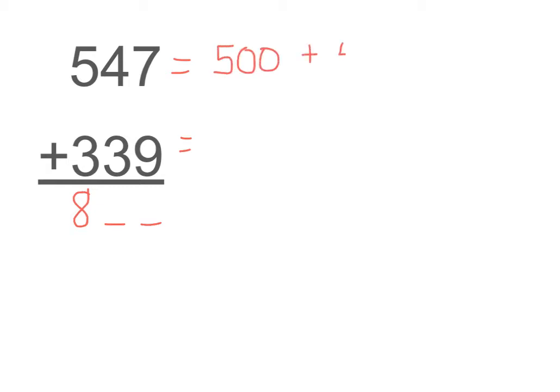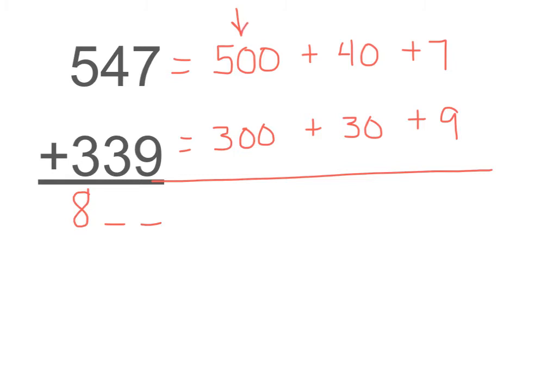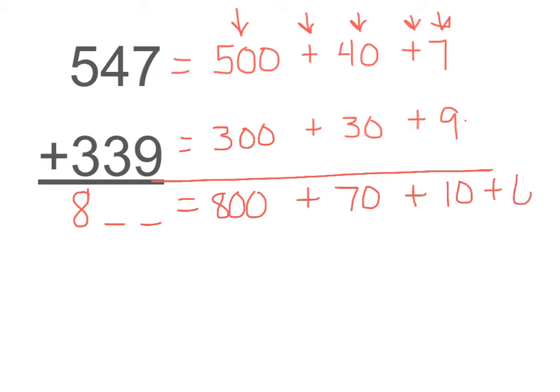500 plus 40 plus 7, 300 plus 30 plus 9. Again, make sure you're writing your columns neatly. You're leaving space around your numbers, your plus signs, so they're not all squishy. 500 plus 300 equals 800. 40 plus 30 equals 70. Remember, we knew we wouldn't make another 100. And then when I say 9 plus 7, you think 10 plus 6.